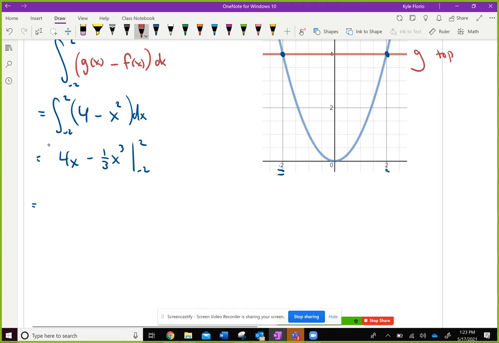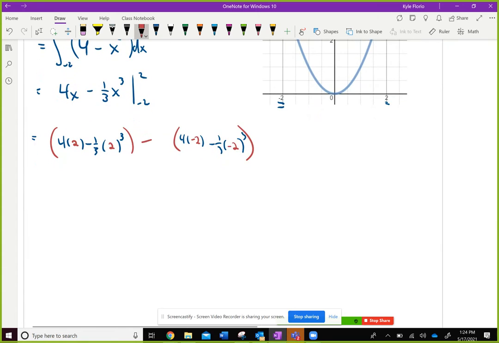There's my antiderivative, there's my capital F. Now I need to use the FTC here, right? Fundamental theorem of calculus, and plug in our limits of integration. So it's from x equals 2 to -2. Use the parentheses.